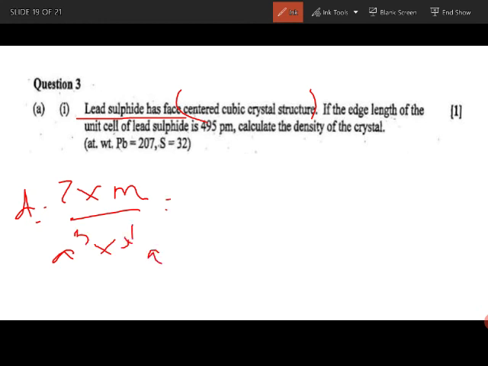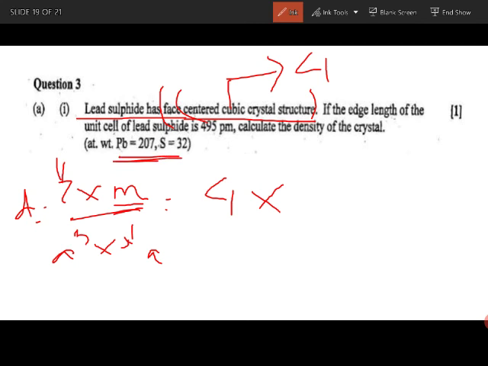Z means the total number of atoms. Now the hint is given here, face centered cube. What is the total number of atoms in a face centered cube? In a face centered cube, the elements are present at the corner, and the elements are present at the face. That means the total number of atoms is 4. So 4 into M, the molecular mass of PbS. So you have to add this too.